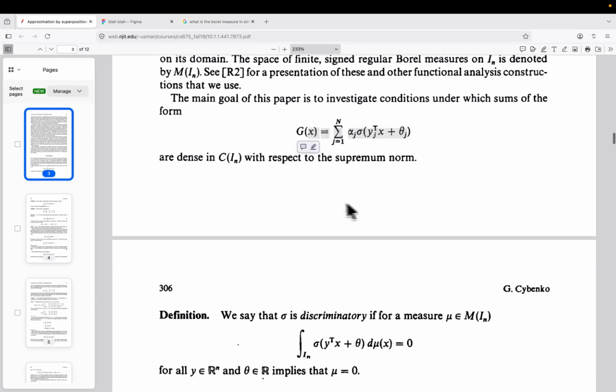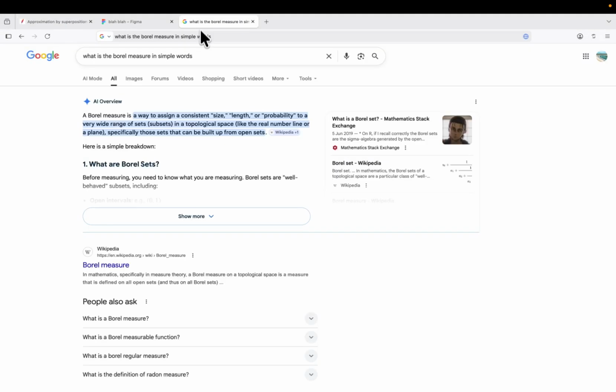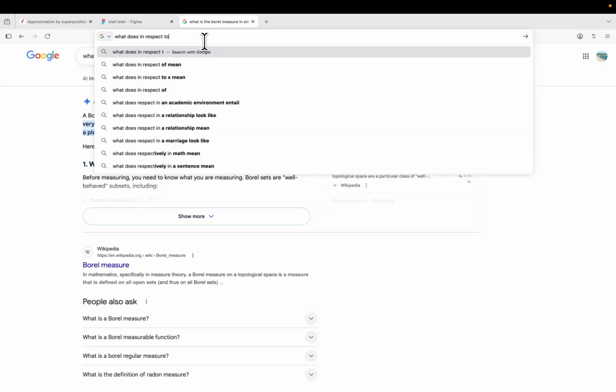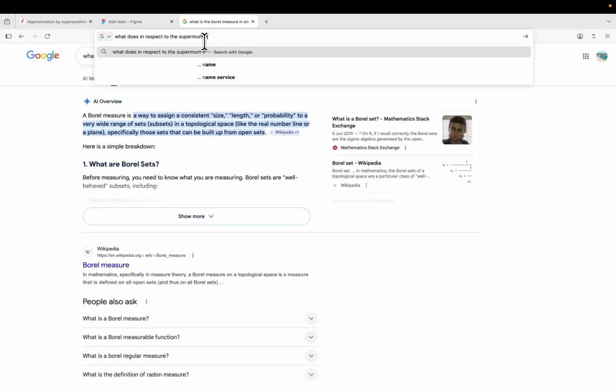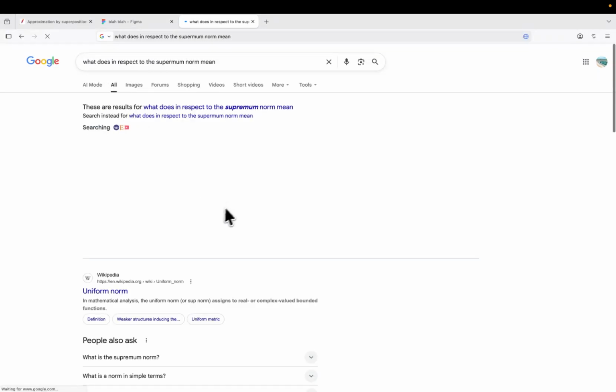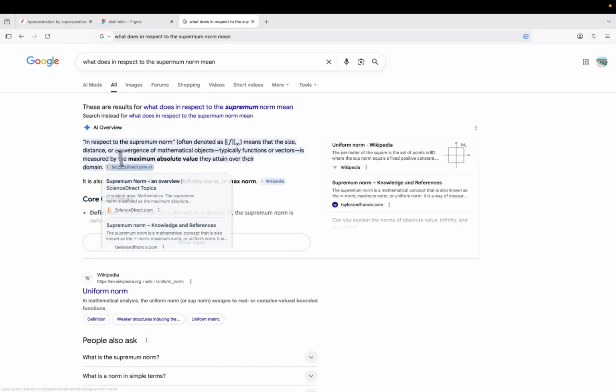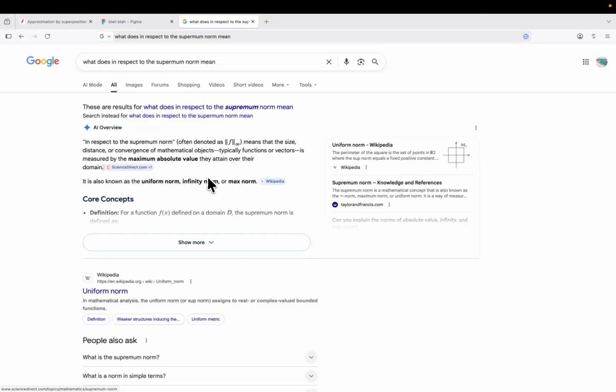we know this one from the previous video, are dense in C from Yn with respect to the supremum norm. What does it mean with respect to the supremum norm? It means the size, distance, and convergence of mathematical functions measured by the maximum absolute value that they attain. It's also known as the uniform norm, infinity norm, max norm.